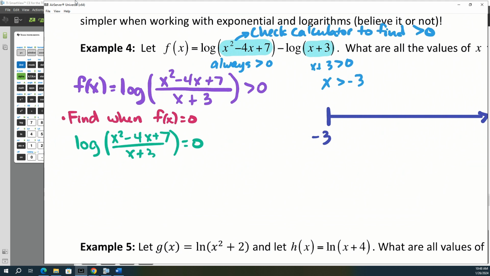All right, so we have a logarithm equals a number. This is the type of logarithm that we would write in exponential form. What is the base of our logarithm? 10. So it would be 10 to the 0 equals that fraction. What is 10 to the 0? Yep.